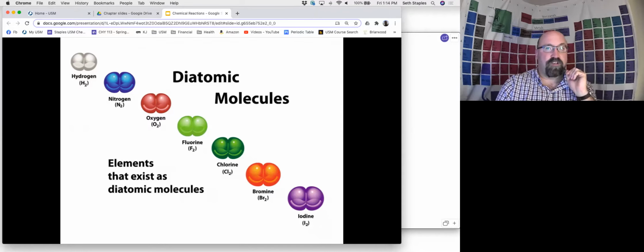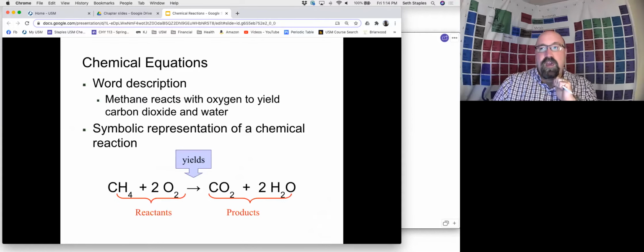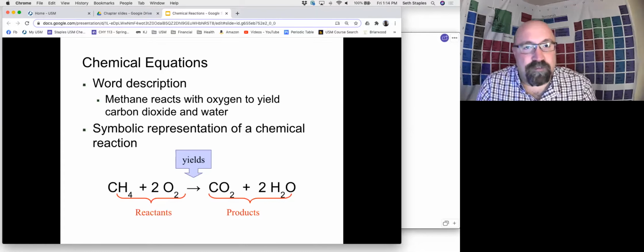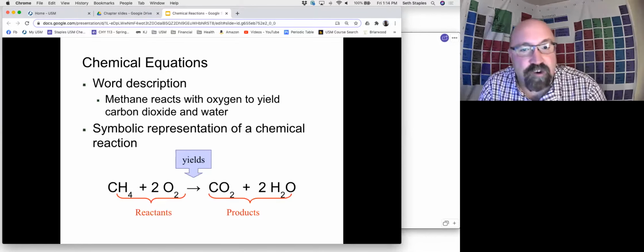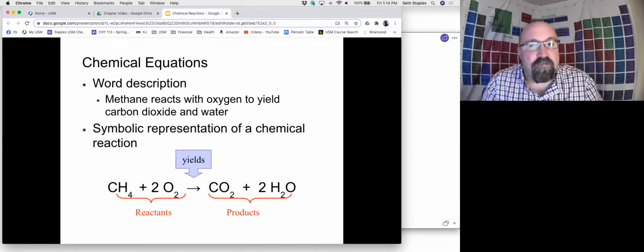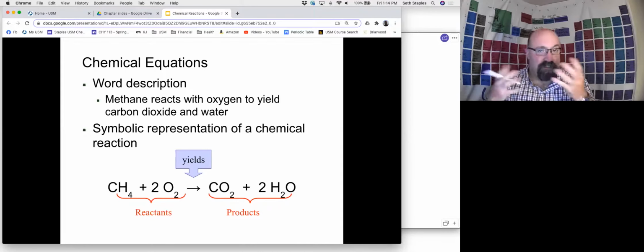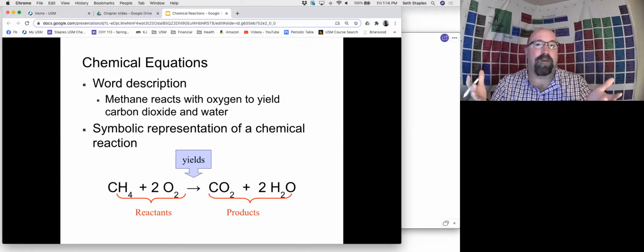Again, this is something we have to keep in mind as we start to explore the nature of chemical reactions. A chemical reaction is displayed or is thought of in terms of a chemical equation. That's how we depict a chemical reaction. We can either have a word description of that equation. For instance, in the reaction at the bottom, methane reacts with oxygen to yield carbon dioxide and water. That's how we would say this reaction, how we would describe it and talk about it.